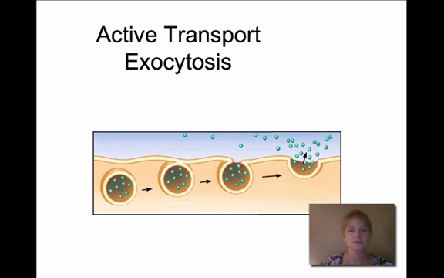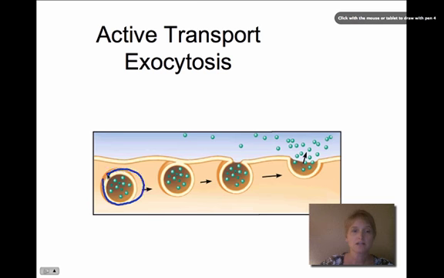And kind of the opposite of that is exocytosis. See, there's some molecules right here in a vesicle that need to be transported out of the cell. They're too large to go across the cell membrane, so this vesicle is going to move over here to the cell membrane. The cell membrane basically just opens up, makes a little gap here, and these molecules are released to the outside of the cell.